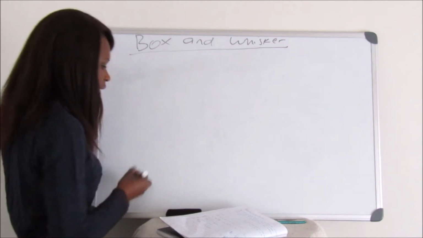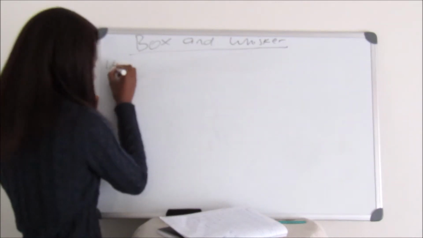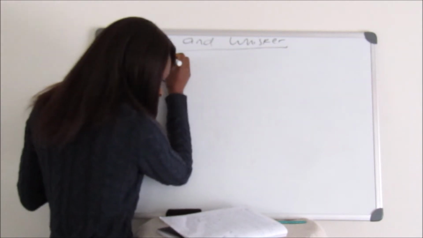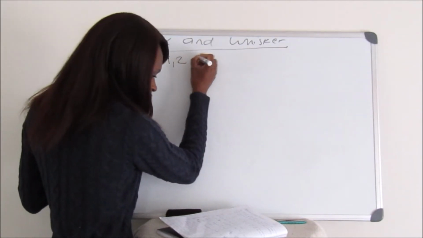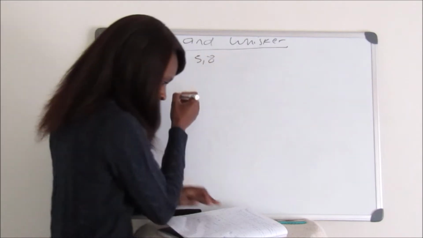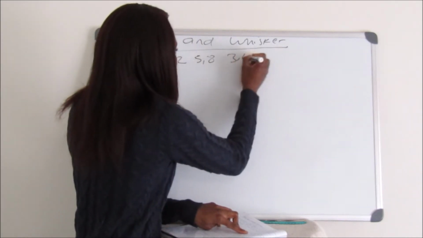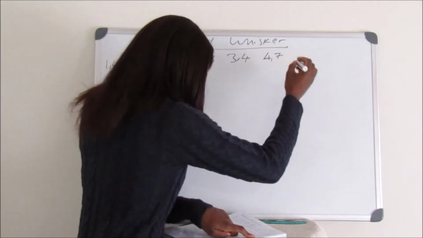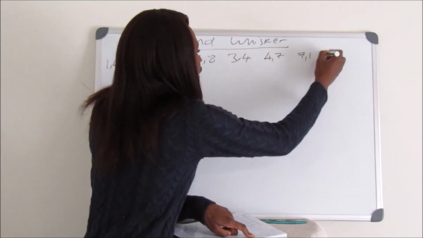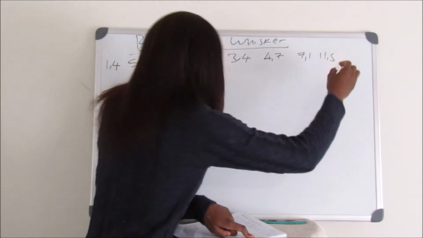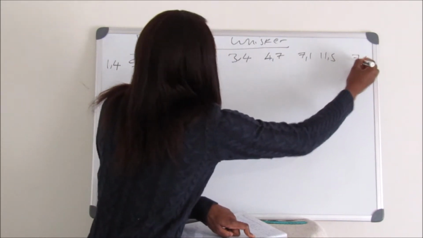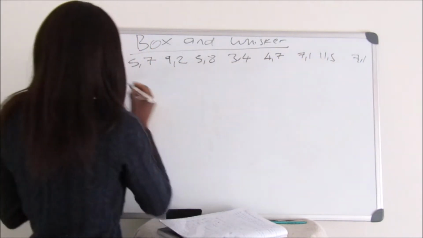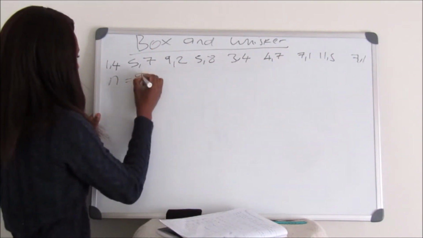Suppose we are given a data set: 1.4, 5.7, 9.2, 5.8, 3.4, 4.7, 7.1, 11.5, and 7.1 again. Then this is 1, 2, 3, 4, 5, 6, 7, 8, 9. That means that our n is equal to 9.